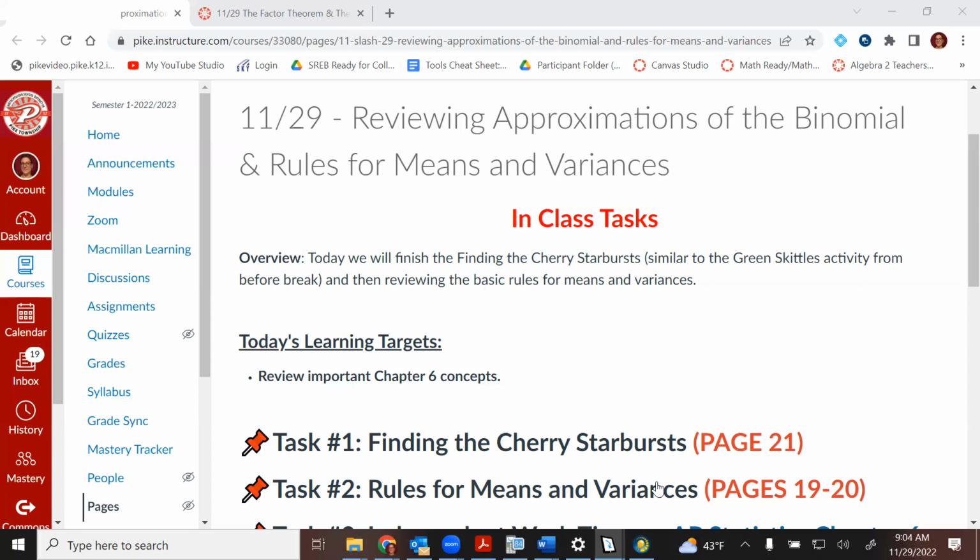Yes. Probability of getting exactly 60 Starburst, or 60 cherry flavored Starburst. 0.0171. What's the probability of getting at most 60 cherry flavored Starburst? 648. I got 0.95.